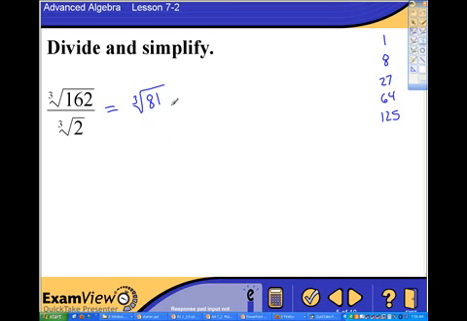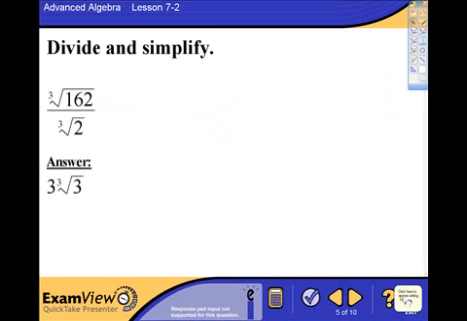So let's give that a shot here. This would be then the same as the cube root of 27 times the cube root of 3. 27 is our third perfect cube, so the cube root of 27 is 3. So we should have 3 cube root 3. Check our answer up here. There it is, 3 cube root 3.